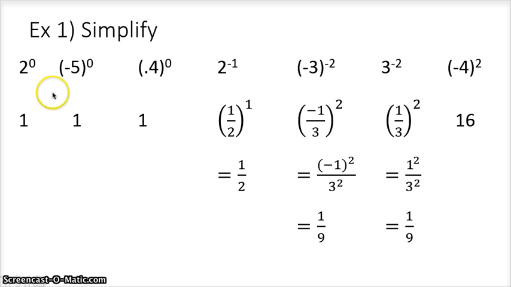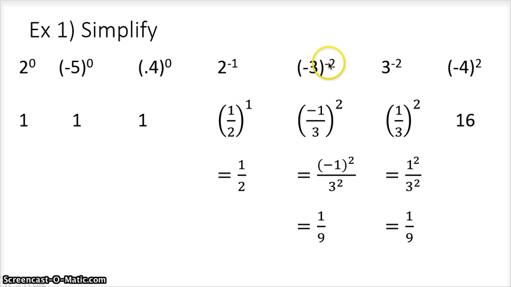All right, so 2 to the 0 is 1. Negative 5 to the 0 is 1. 0.4 to the 0 is 1. 2 to the negative 1 tells you flip your base. So remember, 2 as a fraction is 2 over 1, so we flip it and we get 1 over 2. We now write it to the positive 1. We get 1/2.